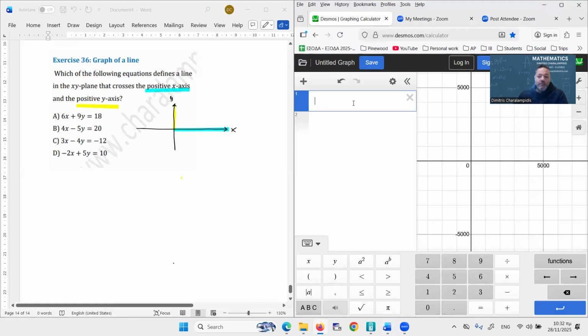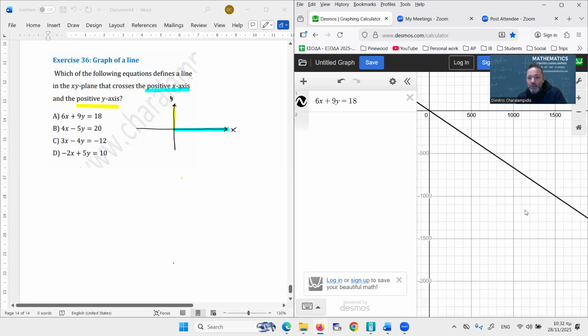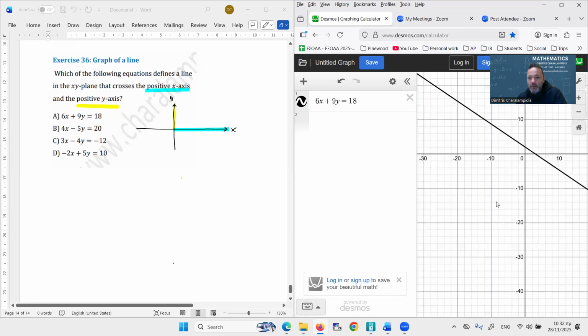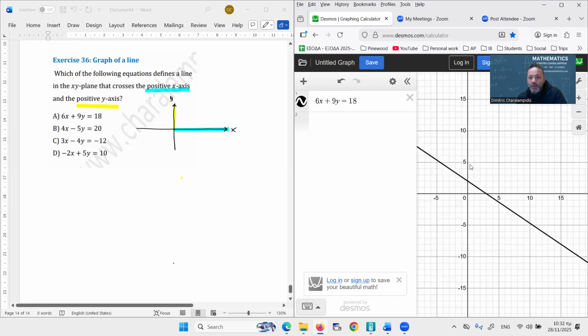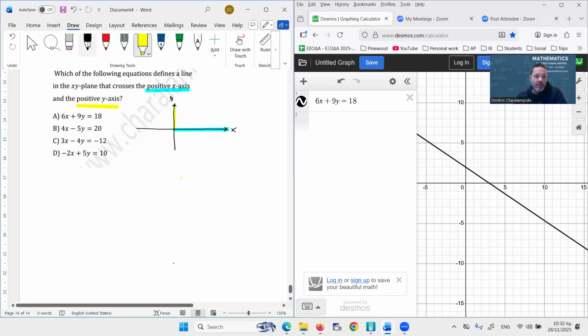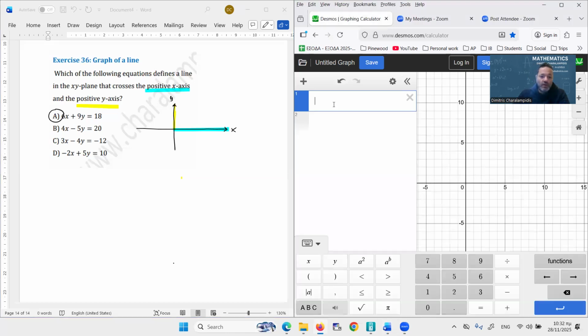Let's take A, 6x plus 9y equals 18. Well, this specific one, where is it? You see that if we zoom in, it does cross the axis that I needed. So it has to be that, but let's see if the others are wrong as well.